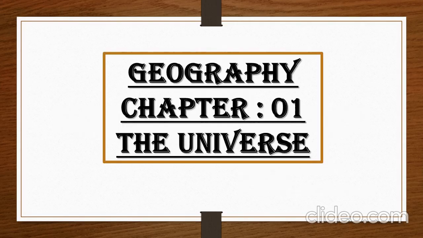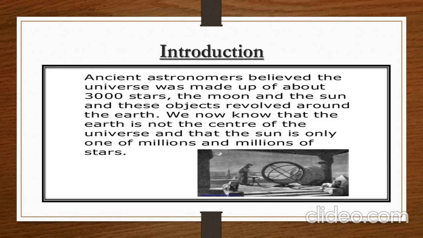I'm your social studies teacher and today we are going to discuss the chapter The Universe, which is expected from your geography section. In this chapter, we will discuss every bit of the universe, like the sun, moon and stars. First of all, we should know what ancient astronomers said about the universe. Ancient astronomers believed that the universe was made up of about 3,000 stars, the moon and the sun, and these objects revolve around the earth.